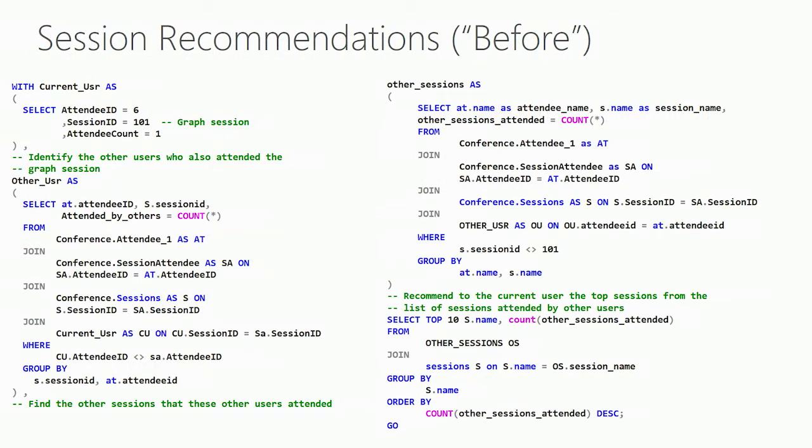So let's look at the session recommendation query using the relational approach. You start with the current user. You take the sessions that this current user has attended, and then you find the other users who have attended this session, right? From there, you find the other sessions that these users have attended. And then finally, you make a recommendation to your current user about the other sessions that other people have attended.